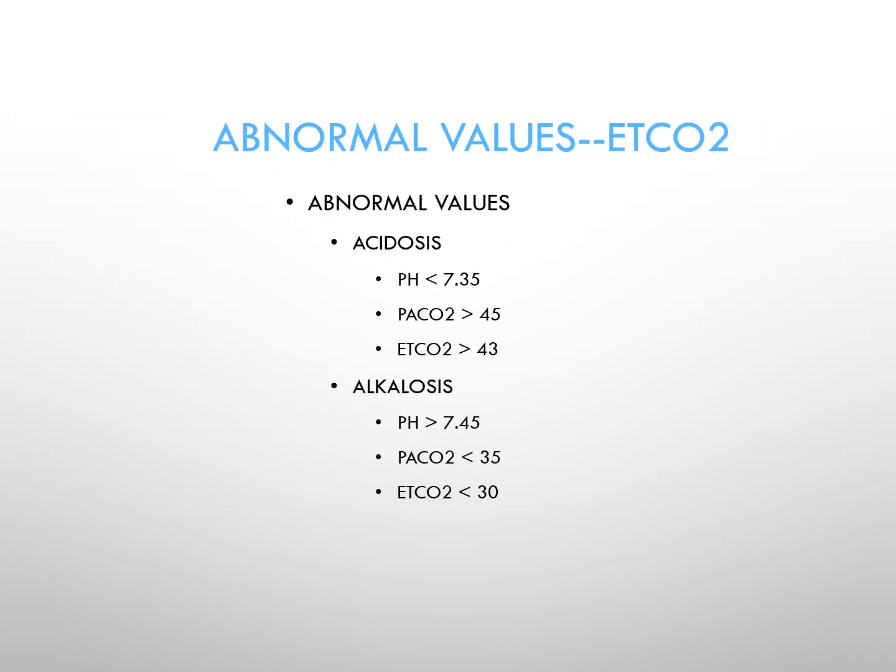This slide just builds on the prior one by looking at your ranges. So a PaCO2 greater than 45 correlates to an end-tidal CO2 of greater than 43, and likewise with the alkalosis in the bottom part of the slide. If you're getting a pH that's greater than 7.45, the correlating PaCO2 would be less than 35, and the end-tidal CO2 would be less than 30.